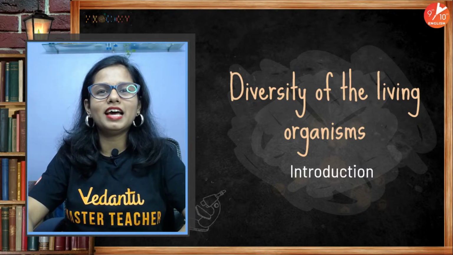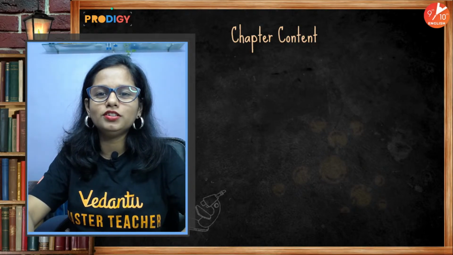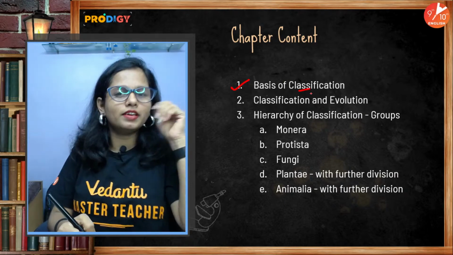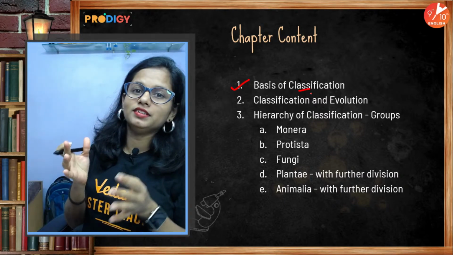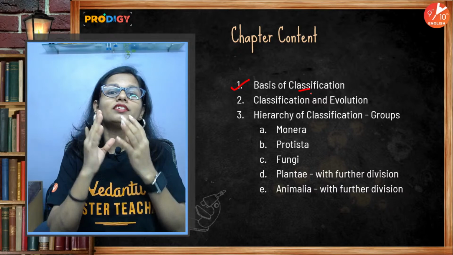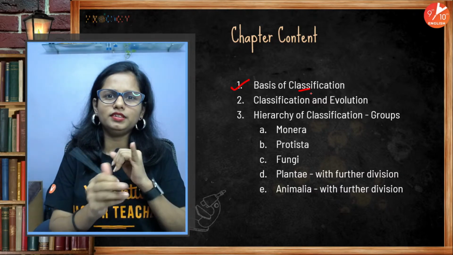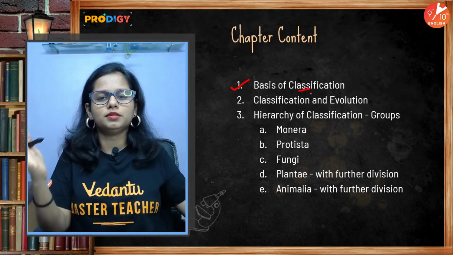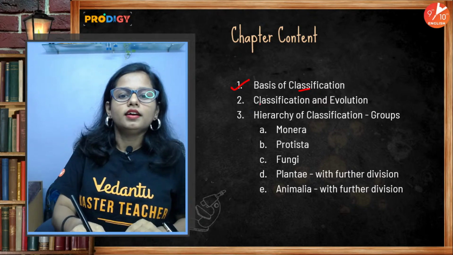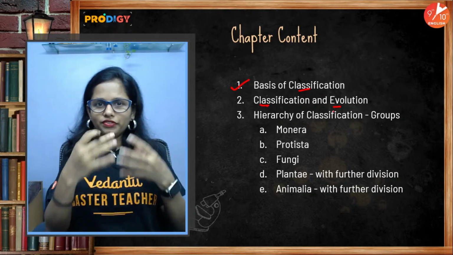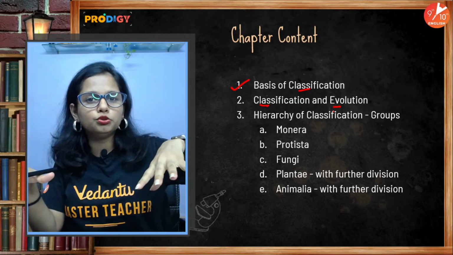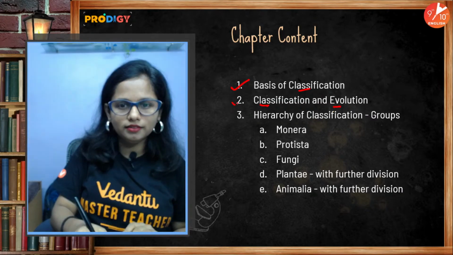So the chapter is Diversity in Living Organisms and this is the introductory session. So, chapter content, people. First of all, basis of classification. When I say how living organisms are classified, whether it's plant or animal, there should be a basis, on what grounds, on what criteria the living organisms are being classified, whether they are plants, animals or all the living organisms. So one, basis of classification. Two, classification and evolution. There were different scientists who proposed different classification systems, and how classification is linked with evolution, that we are going to study in this chapter.